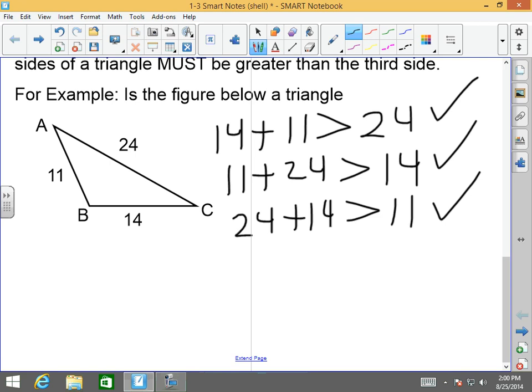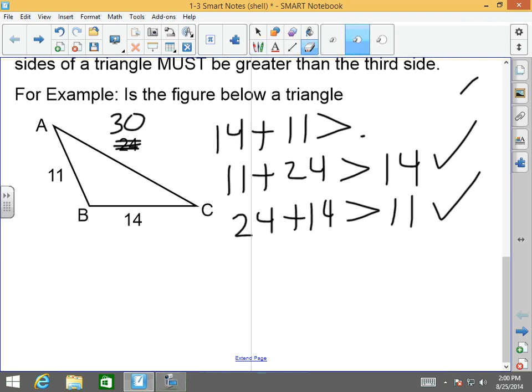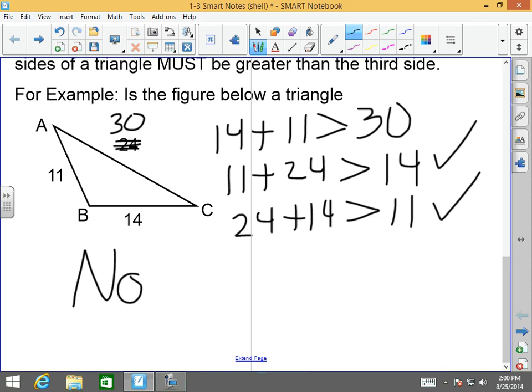Now, let's say that instead of this 24 here, I had a 30. Then this here would become a 30. And now in this particular case, is 14 plus 11 greater than 30? So if that side was 30, you would have to say not a triangle. If that was a 30. Our original one was a triangle, though. Not bad, right? Pretty simple.